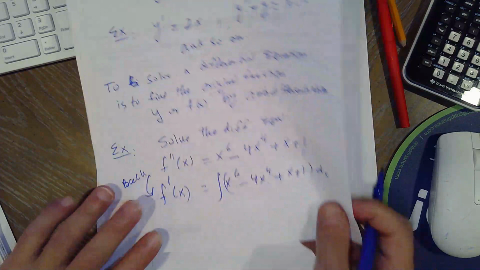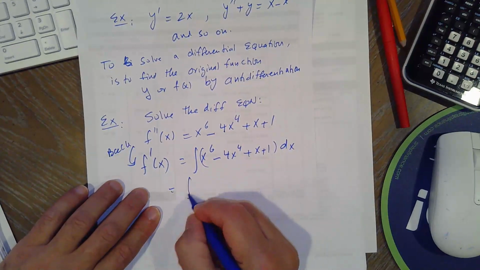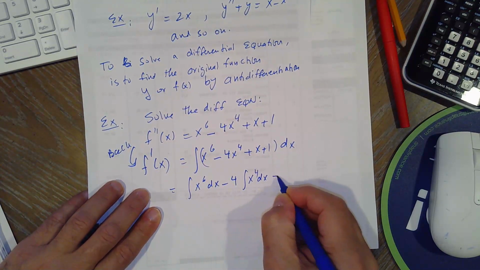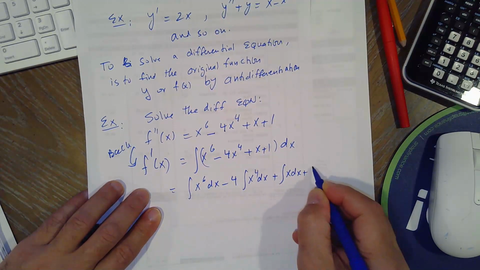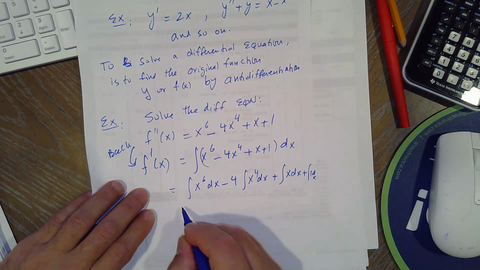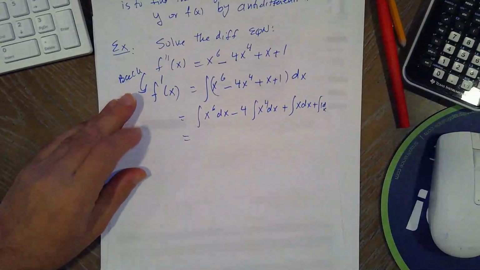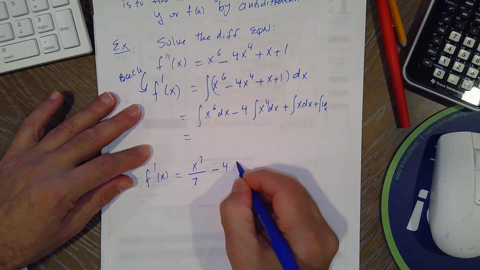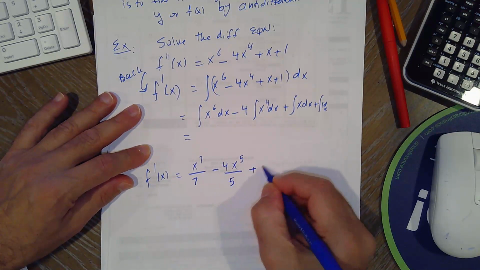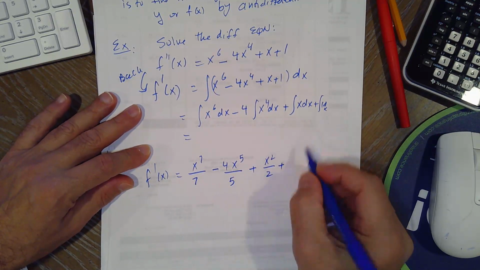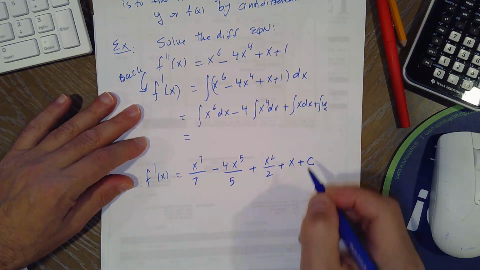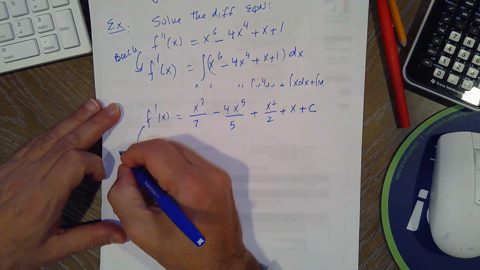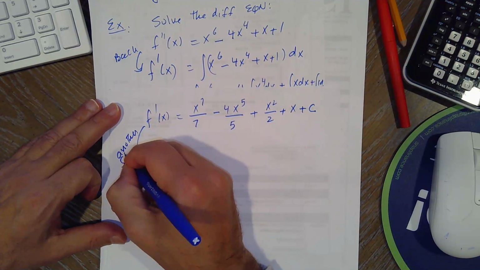Okay, so now this is going to be integral of x to the 6 dx, pull the 4 out, and then x dx, and then 1 dx. So your power rule would be x to the 7 over 7 minus 4x to the 5 over 5 plus x squared over 2 plus 1x plus c. Okay, so that's one step backward, then another step back.